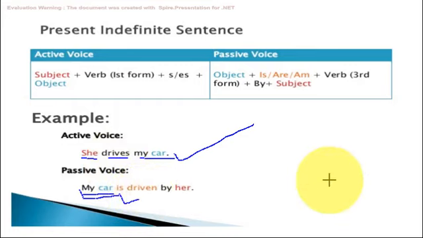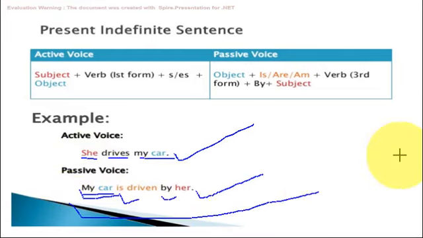And then our next rule says use by to show agent. Then we have used by here. And then she is coming at the place of object, and therefore we used this pronoun she in objective case. What is the objective case of she? She becomes her here. And now your passive sentence is ready here. Is there any problem? Of course, you may not have any problem here.